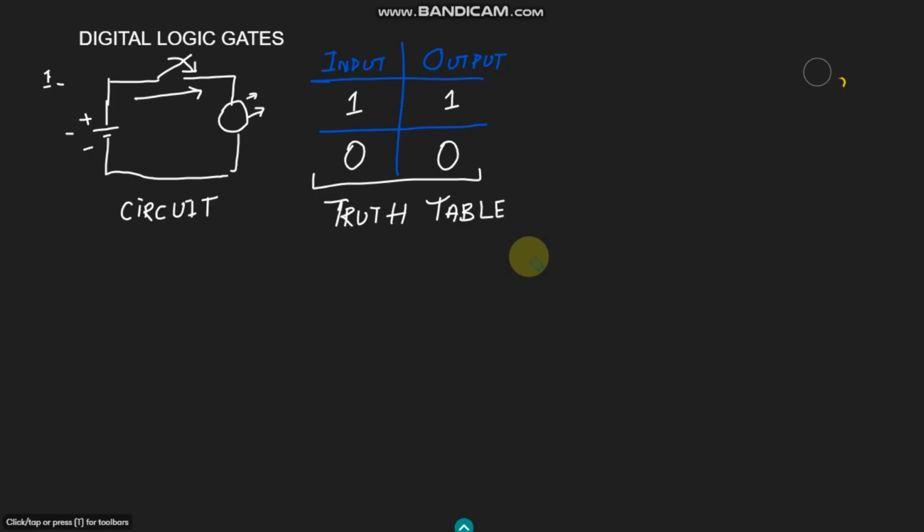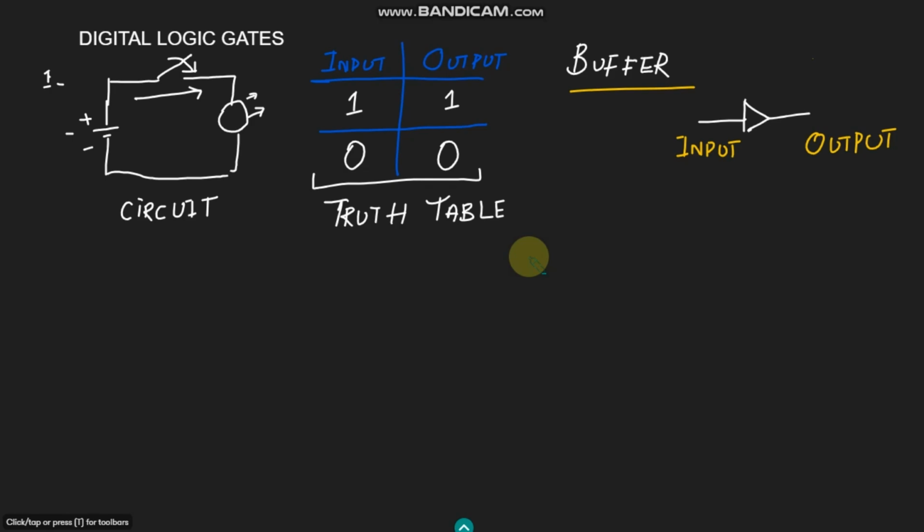This is the circuit of another very important circuitry, which is called a buffer. The schematic representation of a buffer is like this, where this is the input and that is the output. So we have the circuit representation, the truth table, the name of it, and then the schematic representation.